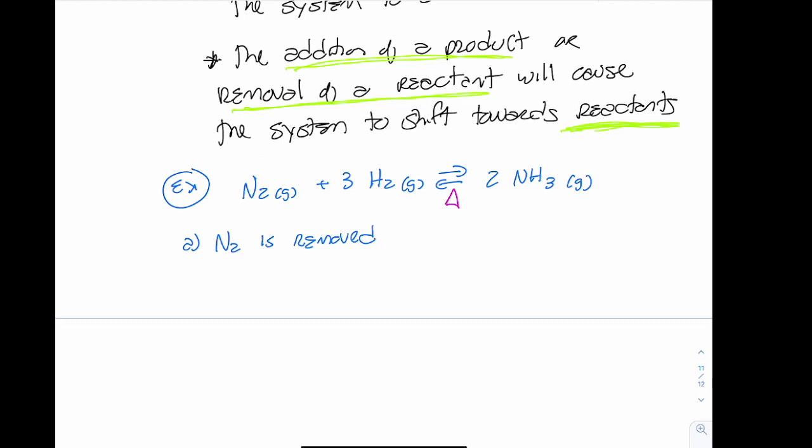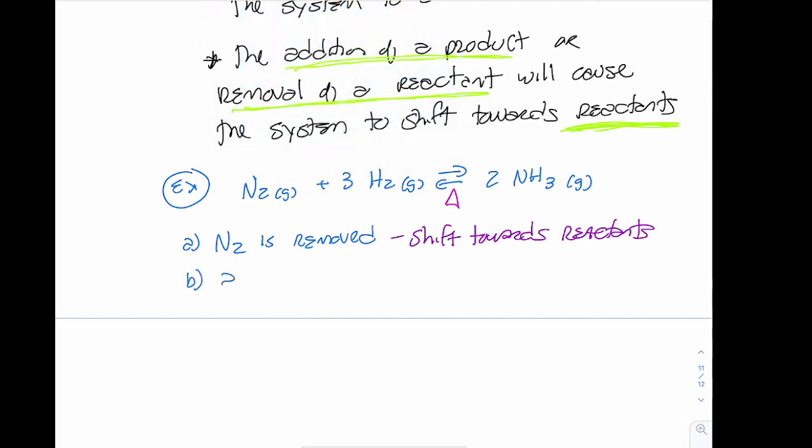So if I remove N2, I've removed a reactant, it's going to shift towards reactants. If I remove hydrogen, same shift.